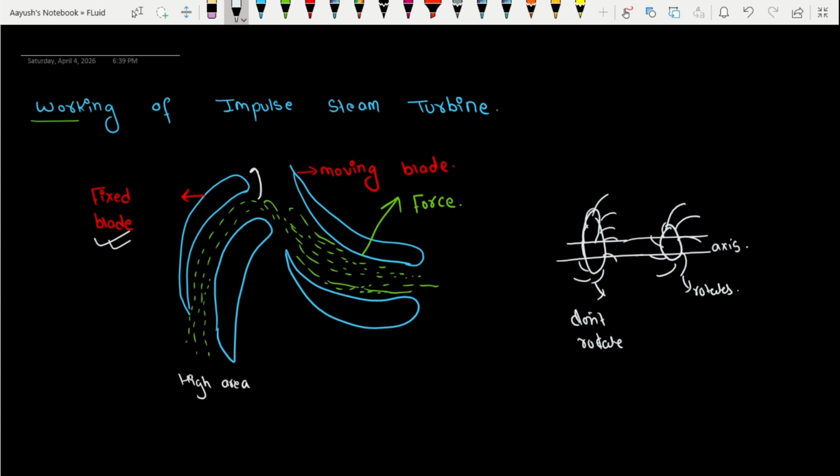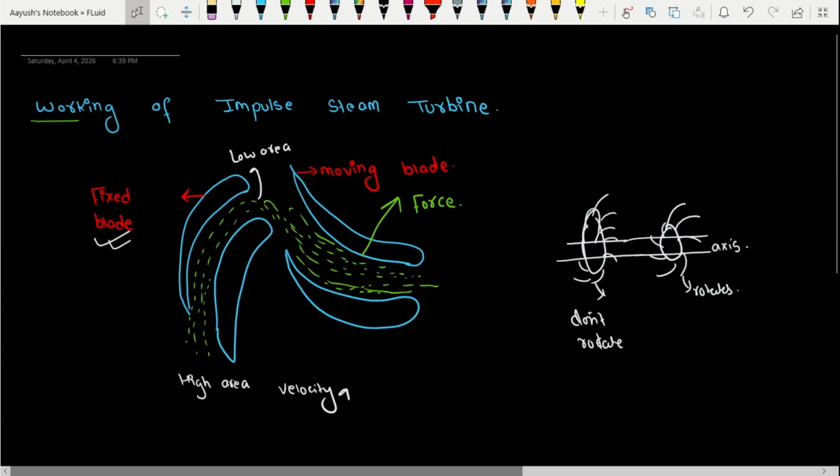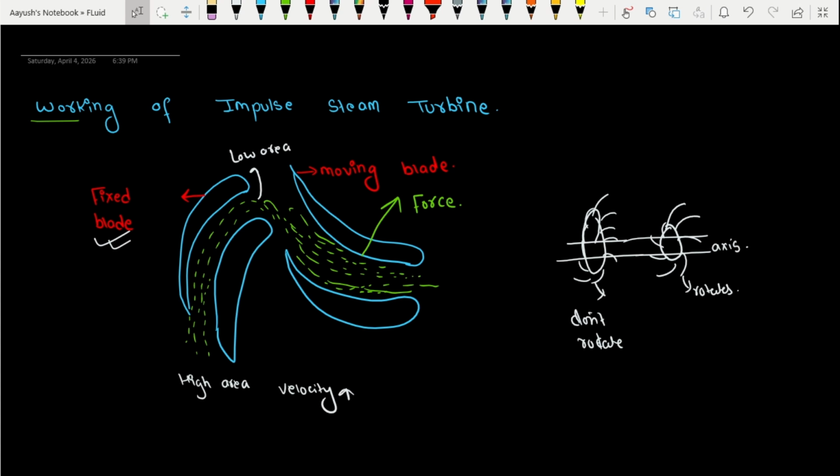And what happens is when it moves from the high area to low area, velocity increases, and now this velocity goes here and it strikes the moving blade. Note that the pressure at P1 at this point and pressure at this point, which is denoted as P2, are equal. P1 equals P2.